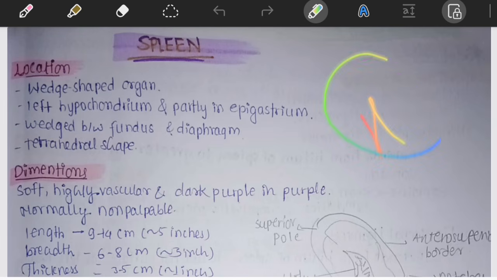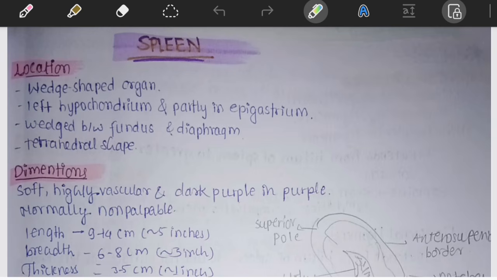Hilum on the visceral surface. Main artery: splenic artery from the celiac trunk. Main vein: splenic vein and then portal vein. Important ligaments: gastrosplenic, splenorenal and phrenicocolic ligament. Nerve supply by sympathetic from the celiac plexus, and the famous clinical sign is Kehr sign, left shoulder pain in splenic irritation or rupture.